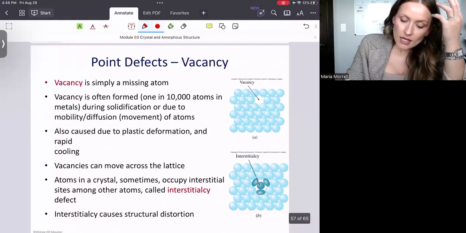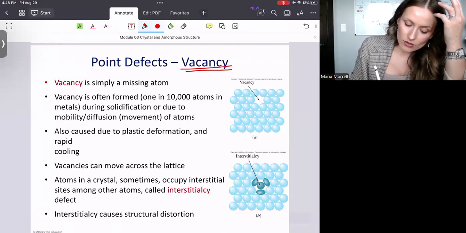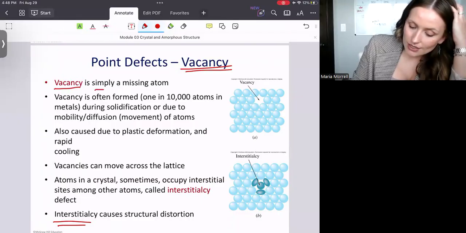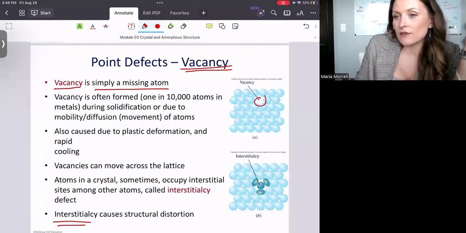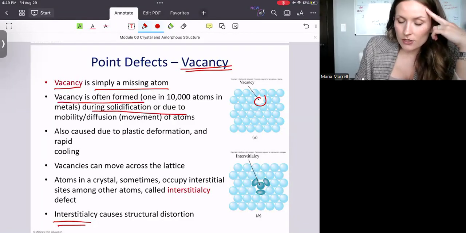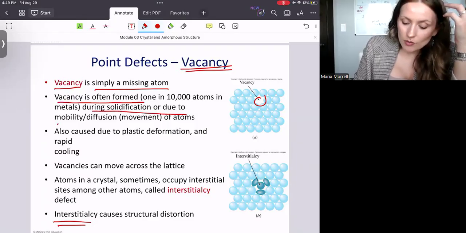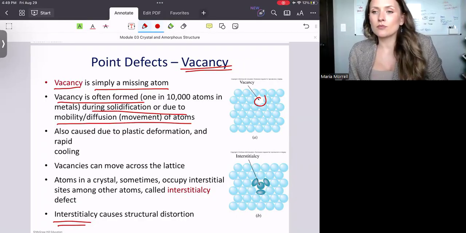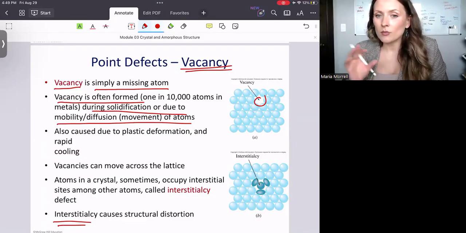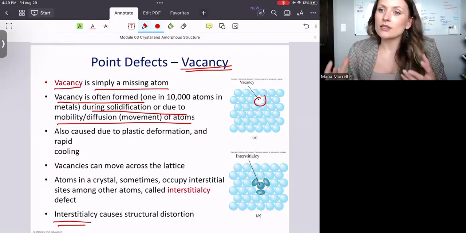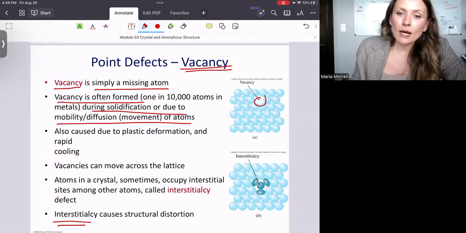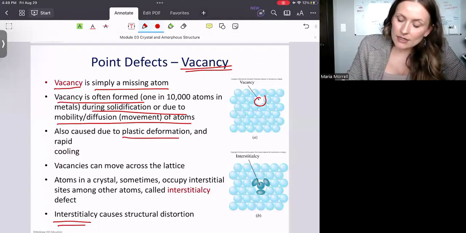Now, point defects. It is either a vacancy or it can also be an interstitial site, right? So what is a vacancy? Just as I showed you a minute ago, it's simply a missing atom, right? Right here. Boom. That's a vacancy. That's a point defect. Now, vacancies often form during solidification or due to mobility, the diffusion of atoms. So either you have a diffusion of the atom within a material, or it sometimes happens during the solidification, right? The atom didn't make it to the spot, and the spot is now open and available. This also may happen due to plastic deformation.